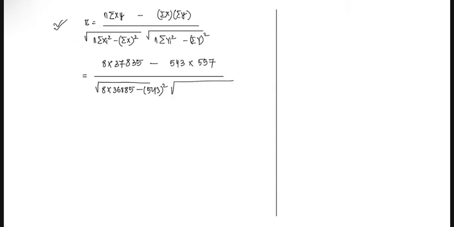So, okay, if I take 7 by 8 multiplied by 3 6 3 6 8 8 5 minus 343, square root over 8 multiplied by 38855 minus the square of 557. Got it?